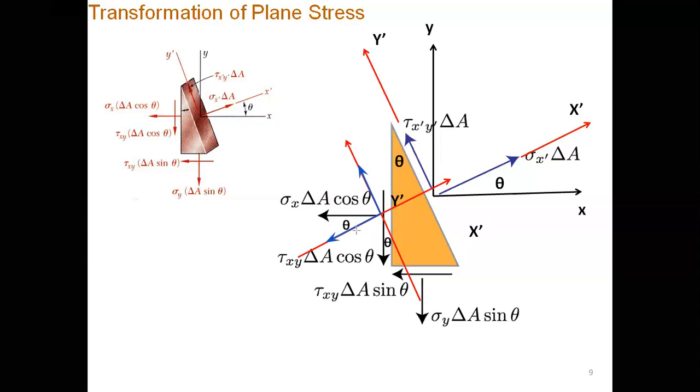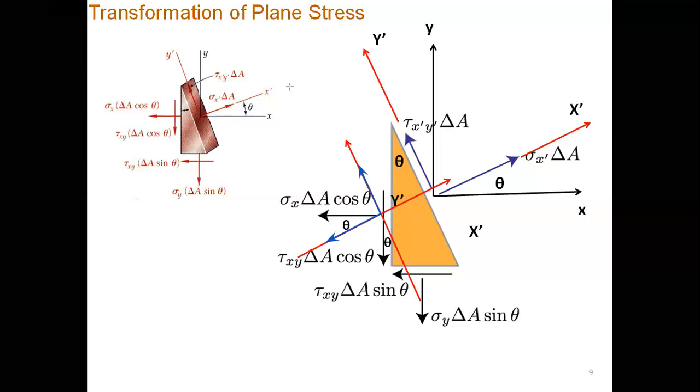The theta is along this component, so this would be the cos component. So sigma x delta A cos theta, and cos theta. And this would be the sine component. So sigma x delta A cos theta, sine theta.